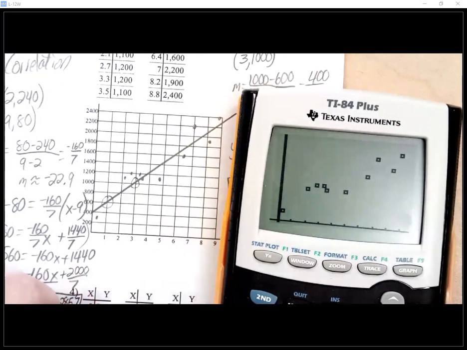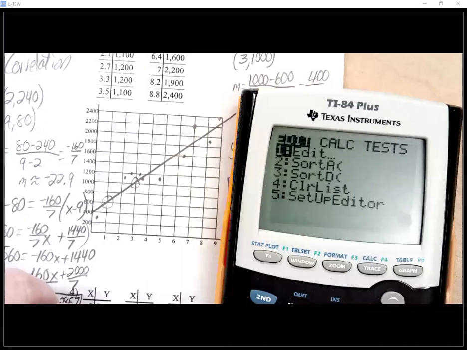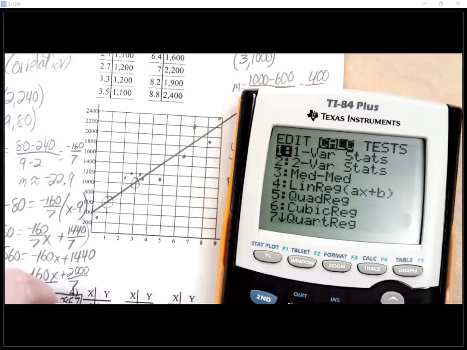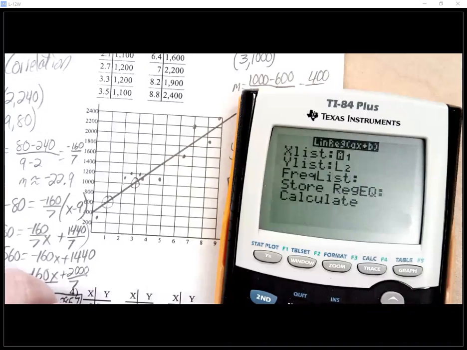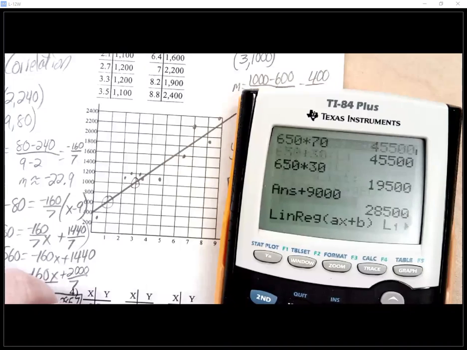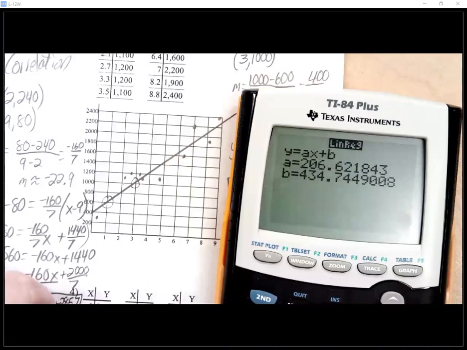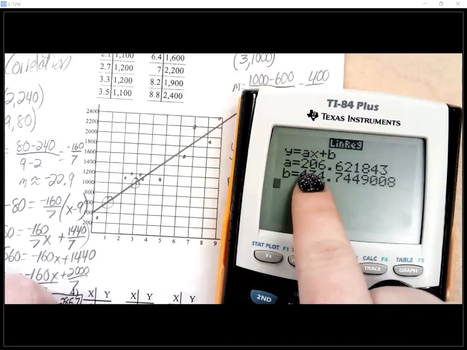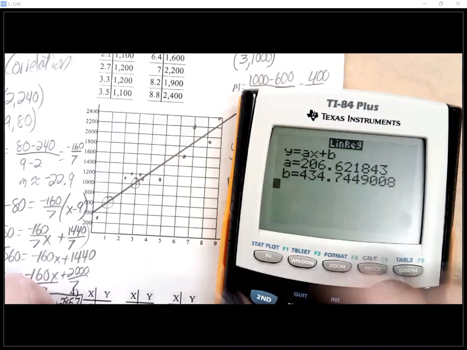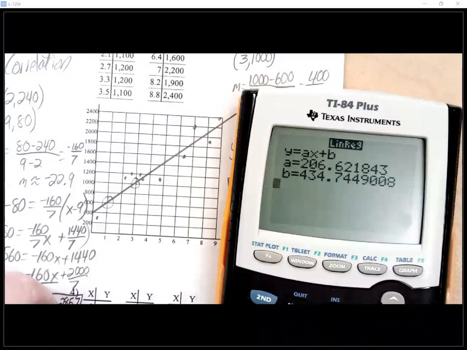Oh, yes, I did it. Okay, so there should be our slope exactly. It's 206.62. Mine was 200. How close did you get? Did you get somewhere in that region? Woo, 240.